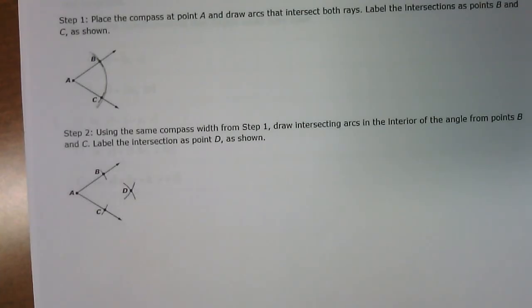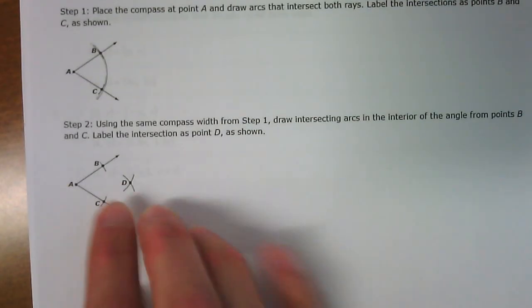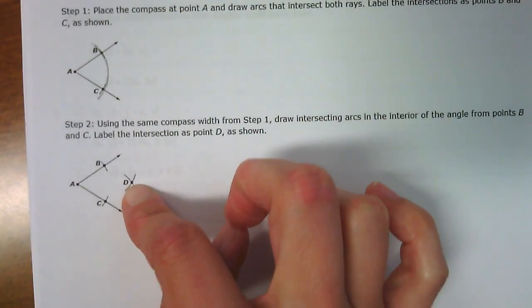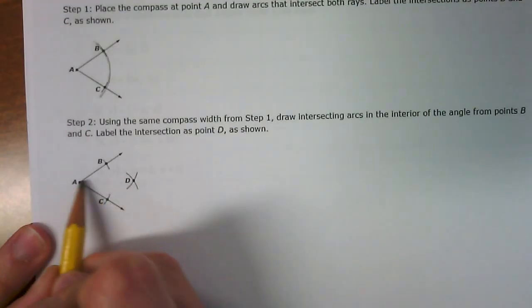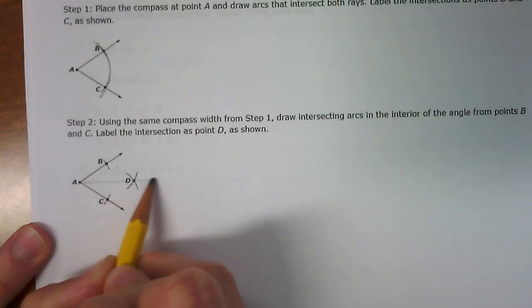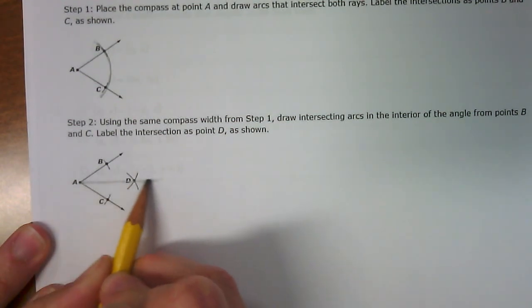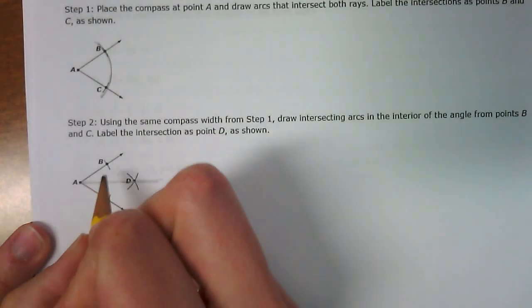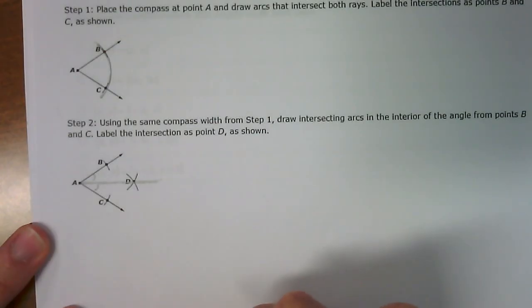So we have to think about what this construction is making. Okay, so we have an angle, and inside there's an intersection. When we do a construction like this, this is creating an angle bisector if I were to connect A to D. If we were to connect A to D, we would make an angle bisector. So that would make these two angles congruent to each other. Okay, now let's look at the question that they're asking us.